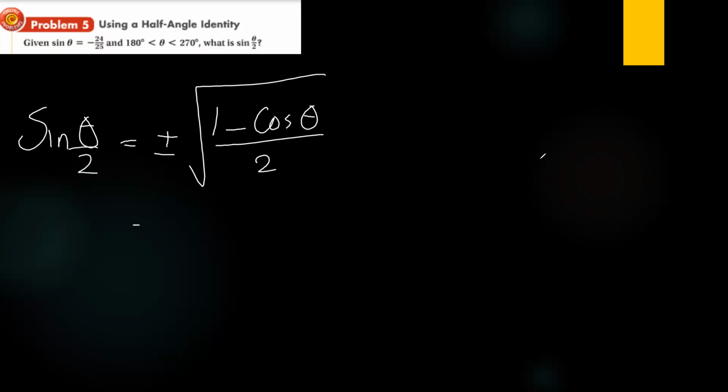Sine of theta over 2 will be positive or negative square root of 1 minus cosine of theta over 2. But what did I need? I need cosine of theta, and I don't have it. I have sine of it. So how can I find cosine of theta? By Pythagorean identities.